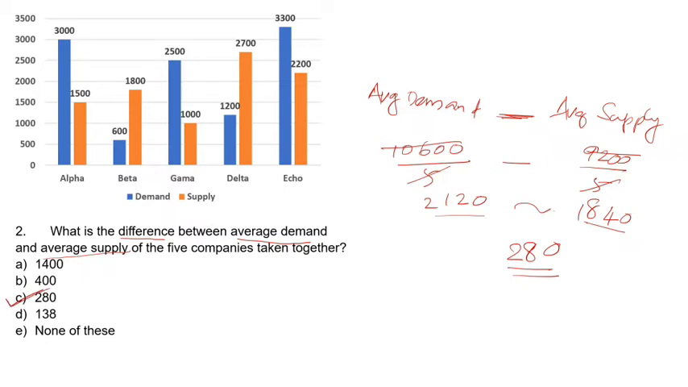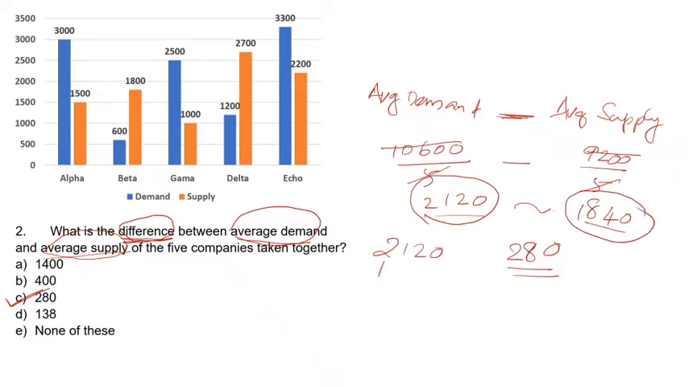What is asked? Understand this question very clearly. What is the difference? Difference is what we have to find out. Difference between what? Average demand and average supply. So average demand is total demand divided by 5 companies. So we got 2120. What is the average supply? Average supply is total supply divided by 5. We got 1840. So now 2120 and 1840, when you do the subtraction, it is equal to 280. So 280 is the correct answer. Accordingly, you can mark the correct option.